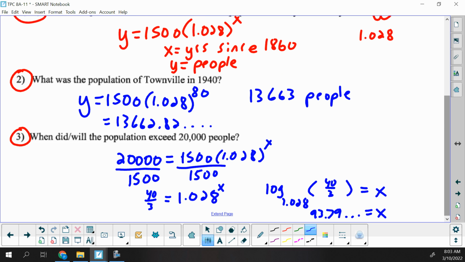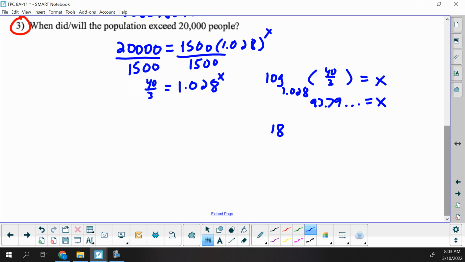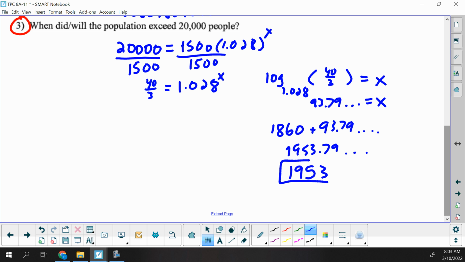Well, remember we are years since 1860. So if we did 1860 plus 93.79, that's going to give us 1953.79. So therefore, this is going to happen sometime during 1953. So a little bit more than 3/4 of the way through the year 1953, so maybe October or so, is when that would happen.